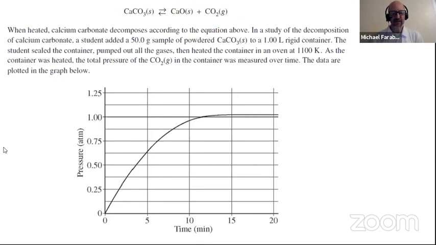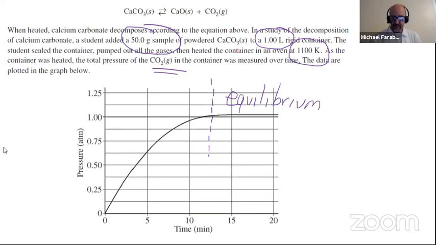In a study of the decomposition of calcium carbonate, a student added a 50-gram sample of powdered calcium carbonate, CaCO3, to a 1-liter rigid container. The student sealed the container, pumped out all of the gases, and then heated the container in an oven at 1100 Kelvin. So the total pressure that we're looking at is the pressure of the CO2 that's being formed. And it looks like right about here, somewhere between 10 and 15 minutes, that would be when equilibrium has been achieved. Because at that point, the pressure, not the concentration, because we're measuring pressure here, but the amount of CO2 did not continue to increase, but rather leveled off and remained constant over time.